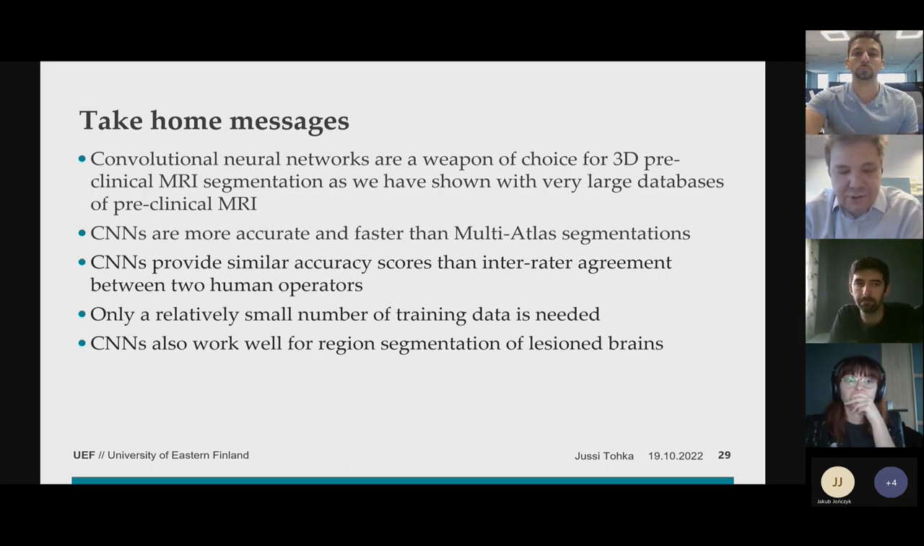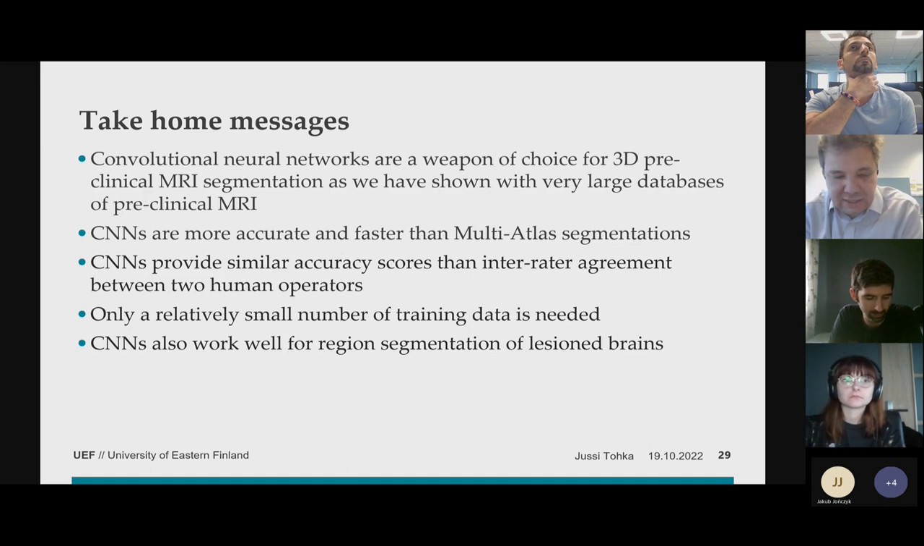I would really like to answer this question in a more comprehensive manner. So how much training data, how many labeled training images you really need, but unfortunately we don't have a really comprehensive study about this. And what is really outstanding is that CNNs also work well for region segmentation of lesioned brains, which is something that some people were surprised about. With this, I thank you for your attention, and if there are any questions, I hope that I can answer.